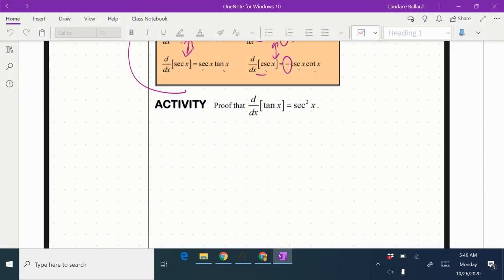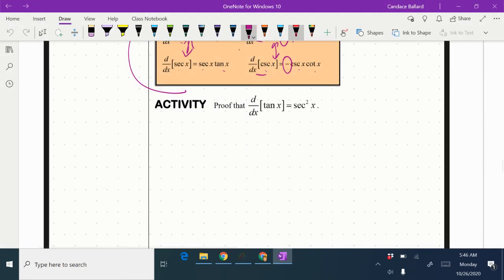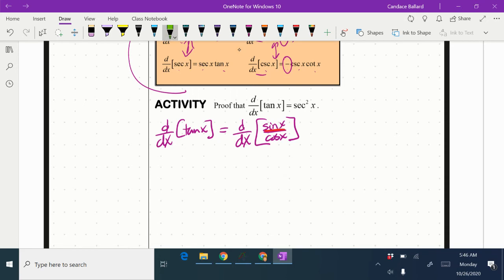Okay, so I'm going to rewrite the derivative there. So we've got d/dx of the tangent of x, and that's the same thing as saying the derivative of sine x over cosine x, because we know tangent by the quotient identity is sine x over cosine x. So that was one of our trig identities. So I'm going to go ahead and identify my red function and my green function. I'm going to take this derivative.